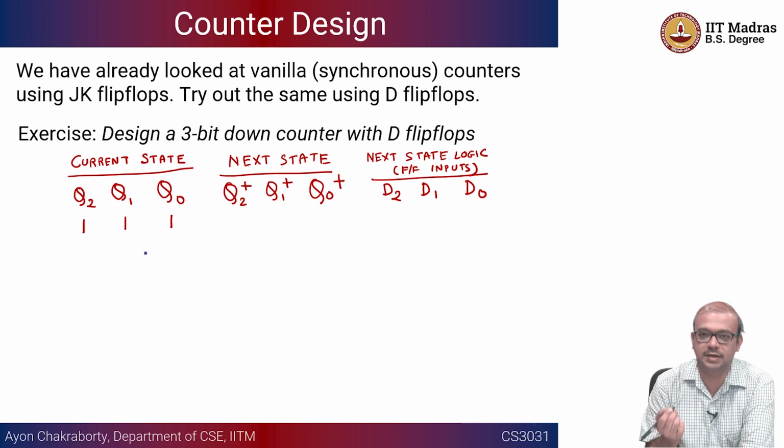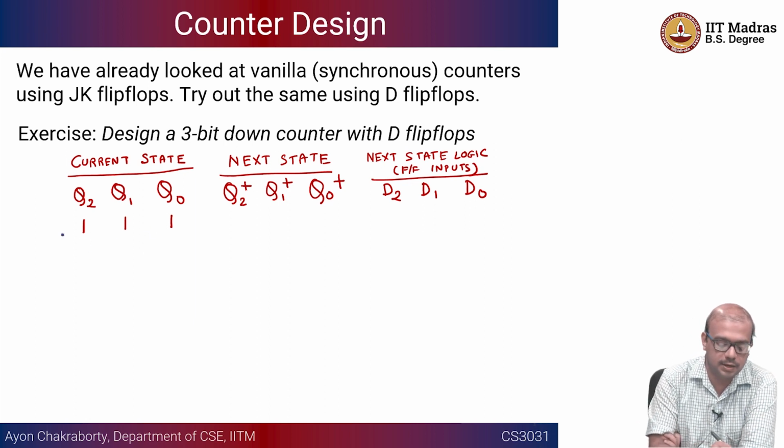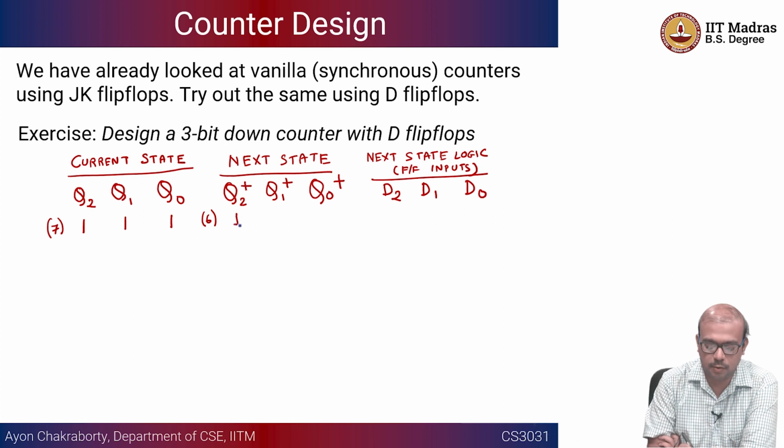So what should be the next state after 0 0 0? Next it should go to 7. That's all, right? This is cyclic, it doesn't change. I am just doing it for your own understanding the first time. So 1 1 1 is 7. What should be the next state after 1 1 1? This should be 6, right? So 6 is going to be 1 1 0.